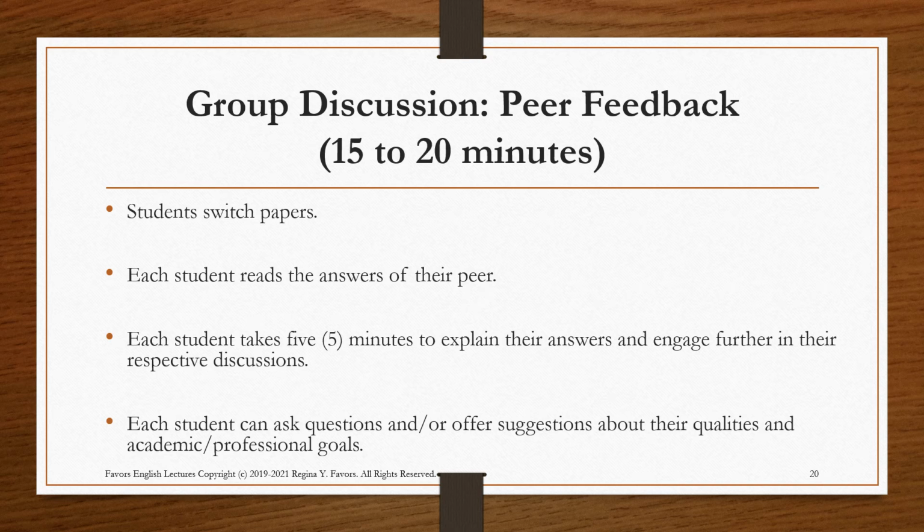So then the group discussion, which would be peer feedback, would be 15 to 20 minutes. Students will switch the papers. Each student reads the answers of their peer. Each student takes 5 minutes to explain their answers and engage further in their respective discussions. And then each student can ask questions and or offer suggestions about their qualities and academic professional goals.